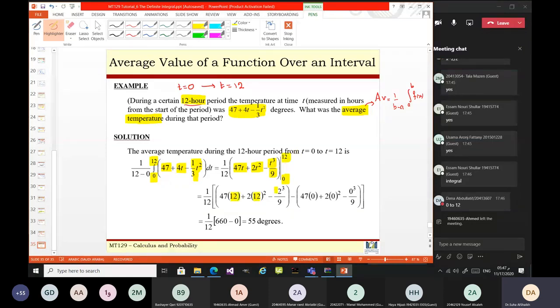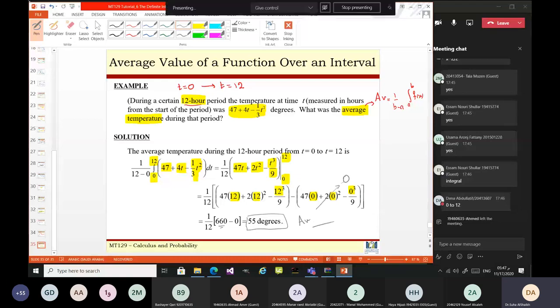Substitute with the 12, now with the 12, and substitute with the 0 as well. Of course, substitution with the 0, amazing, it will give me all zeros. And the substitution with the 12, you have to calculate, this is equal to 660. Multiply with 1 over 12, so it's equal to 55. So this is my average temperature. My average temperature is actually equal to 55 degrees.